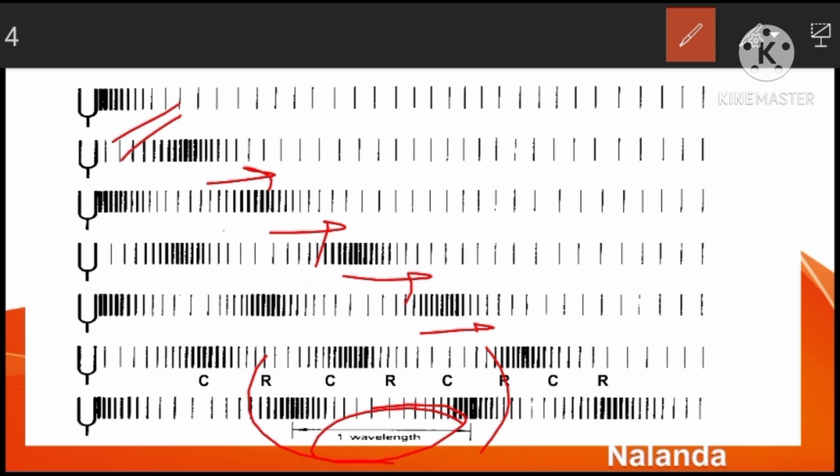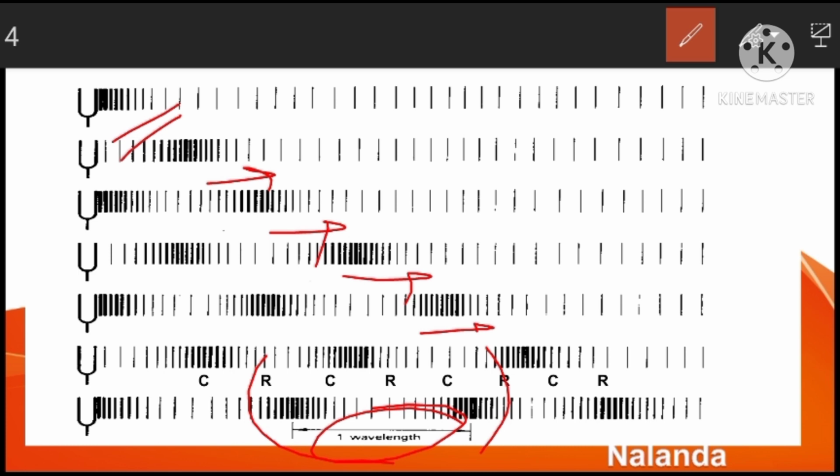There are various characteristics of a sound, particularly named wavelength, amplitude. Amplitude determines the loudness of the sound. Then time period and frequency. These time period and frequency are inversely proportional to each other. Frequency means how many sound waves are produced in a particular time. And the last characteristic is the speed of the sound.